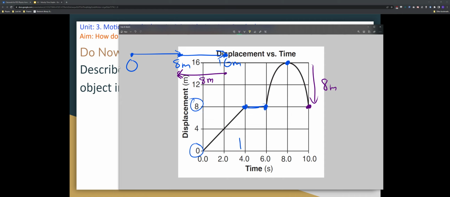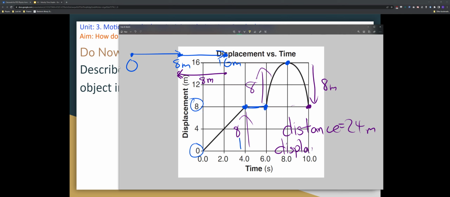And so that's what's happening in this graph, right? I'm moving in the positive direction for the first 8 seconds, and then from 8 to 10 seconds, I'm moving backward in the negative direction. So if you think about my total distance traveled, I went up 8, another 8 meters, and then backward another 8 meters. So in total, I traveled a distance of 24 meters.